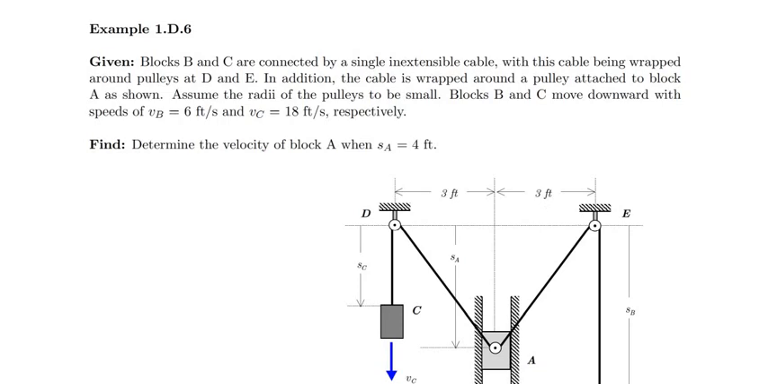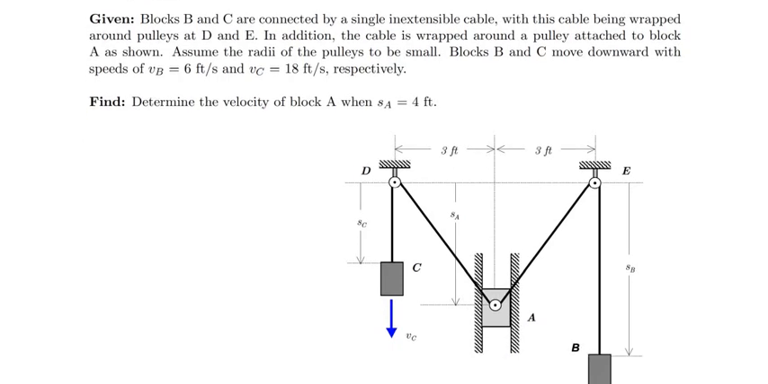Okay, so in this example, we're told that blocks B and C are connected by a single inextensible cable, and that cable is wrapped around pulleys at D and E. In addition, the cable is wrapped around a pulley attached to block A as shown. We're asked to assume that the radii of the pulleys are small, and that blocks B and C move downward with prescribed speeds of VB and VC respectively. Given this information, we're asked to find the velocity of block A when SA is a given numerical value.